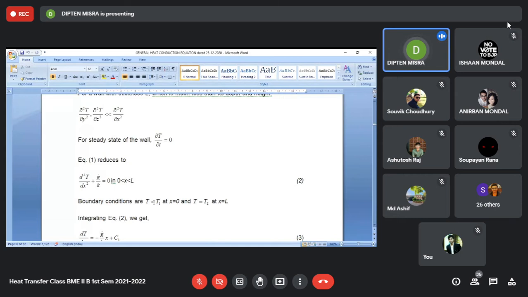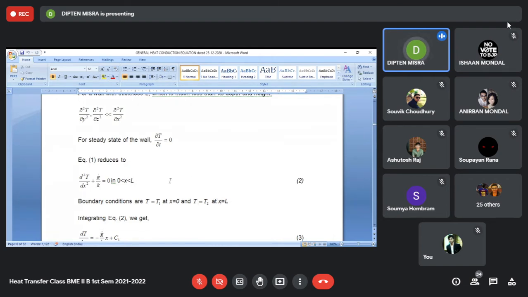The boundary conditions are T equal to T1, that is the left side of the wall is maintained at a constant temperature T1 at x equal to 0, and the right side of the wall, which is at x equal to L, is maintained at a constant temperature again, that is T2. And if T1 is greater than T2, then heat will flow from the T1 temperature surface towards the T2 temperature surface. That means it will flow along the positive direction of x.